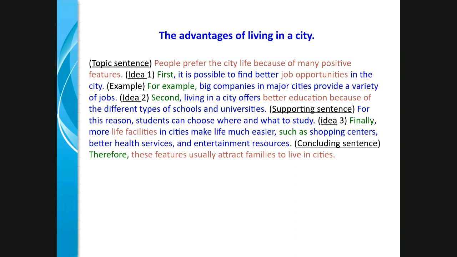Okay, more facilities in cities make life much easier. How? Such as these things, what makes our life much easier is because of shopping centers, better health services, and entertainment resources. Okay, once I have finished what I just mentioned of the positive features, I will just go ahead and put my concluding sentence.